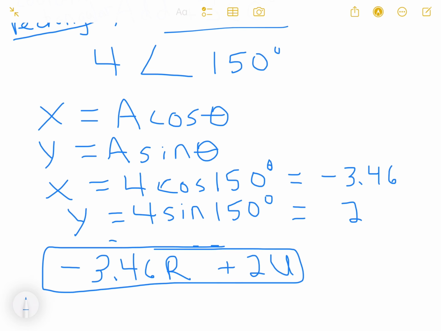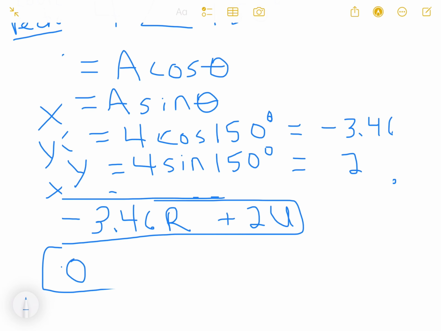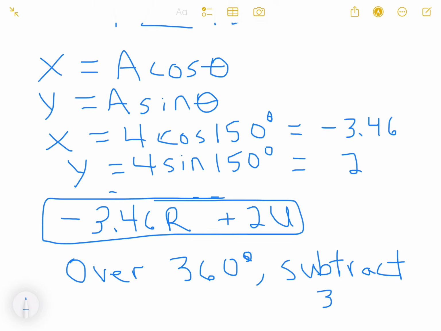I think that pretty much covers it. If you think about this, what if you had an angle over 360 degrees, like 500? Instead of adding 360, because if you spin in a circle you're still facing the same direction, you're simply going to subtract 360. Okay, I think that covers it.